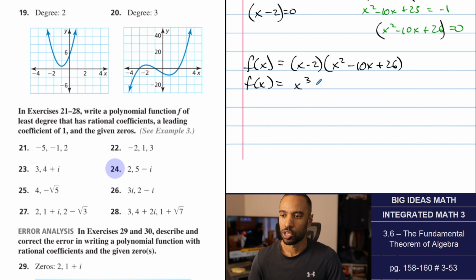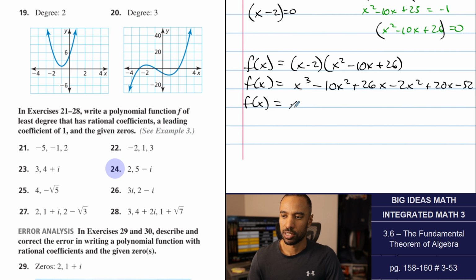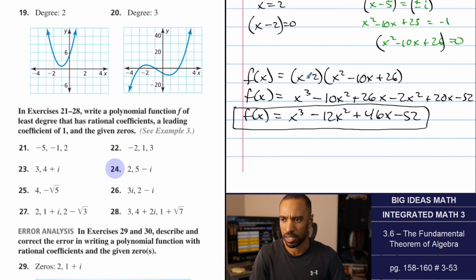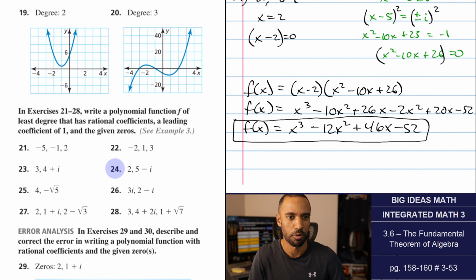Depends. X cubed minus 10x squared, plus 20x minus 52. And lastly, we get minus 12x squared plus 46x minus 52. Hopefully you're good with me not saying too many things out loud on that. Combining like terms, make sure it's in standard form. Still, so far, nothing looks factorable by grouping.